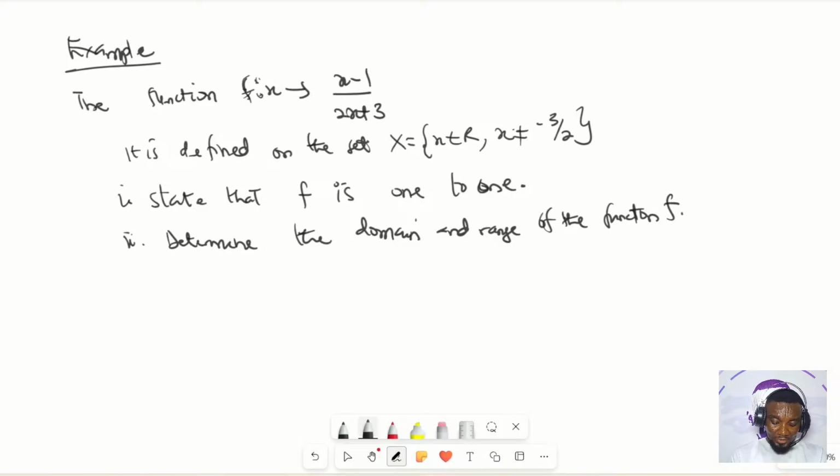So you've been able to get the domain of the function. You just equate the denominator parts of the function to 0 and then find the value of that x, right? That makes the function undefined. And we see that that is negative 3 over 2. So we define it on all real numbers except negative 3 over 2. And then the range of the function as well can be determined.